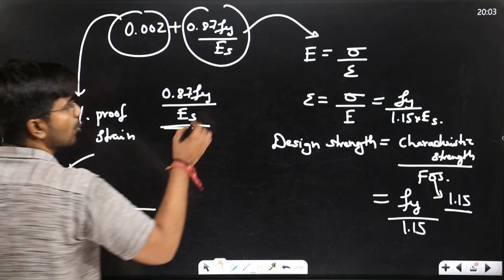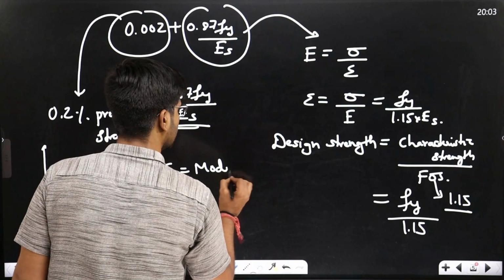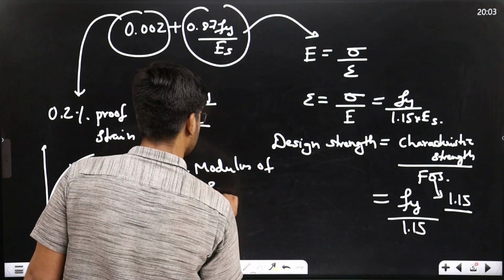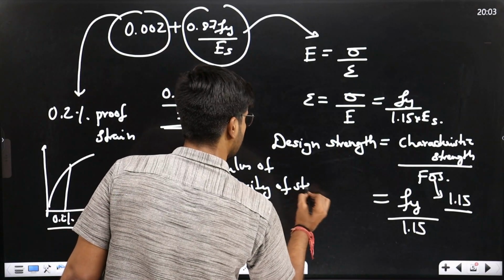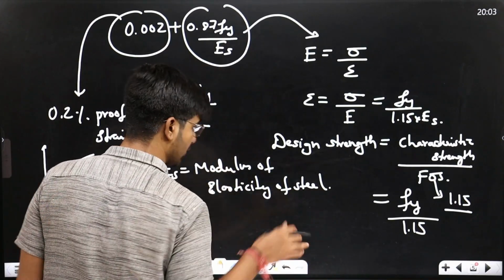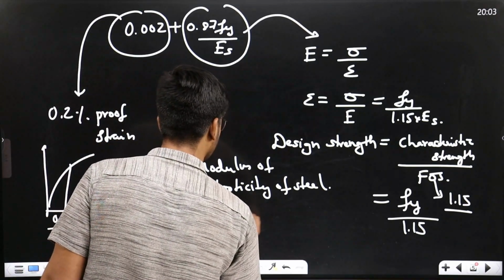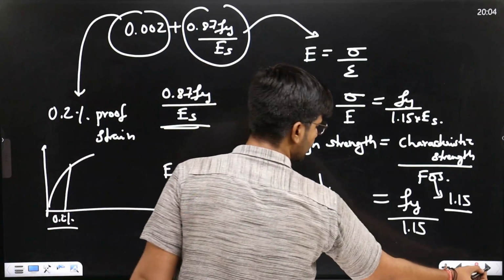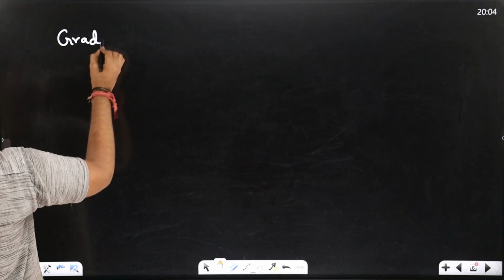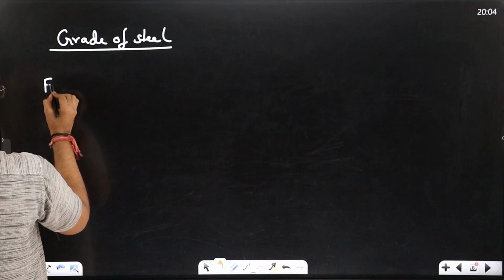And what is Es? Modulus of elasticity of steel. You are very well aware of this value. It is 2 into 10 to the power 5 megapascal. Now I will take different grades of steel, like Fe250.